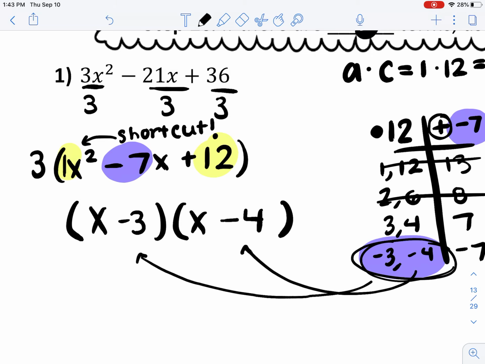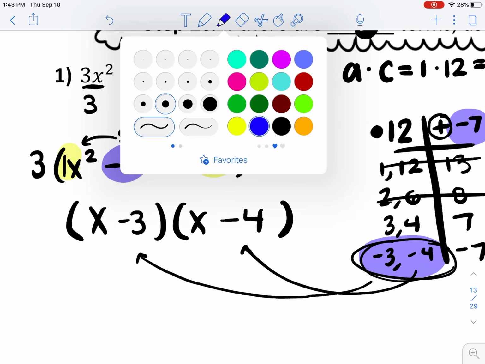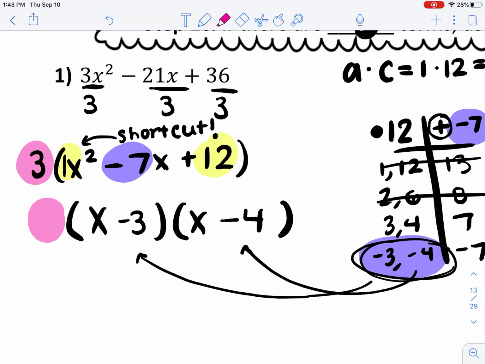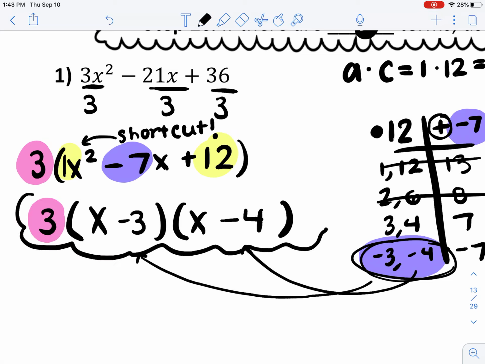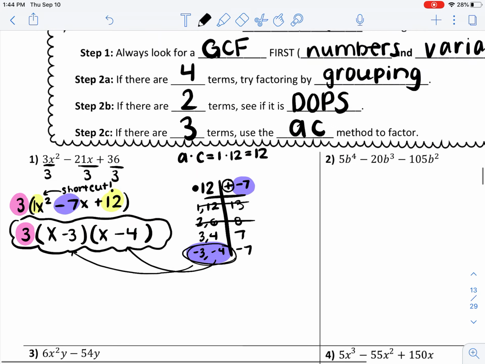And then you take your GCF from the beginning of the problem, this 3 that we pulled out initially, that has to get put into your answer as well. Like I said before, we're going to forget about that until we write our answer down, and since we just wrote our answer down, we have to bring that 3 back and put it in front. And that is our answer. So that actually was 2 different types of factoring, because the first thing we did was find a GCF, and then we did the AC method.